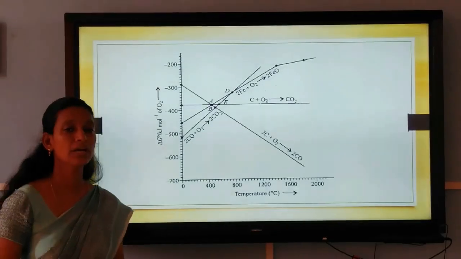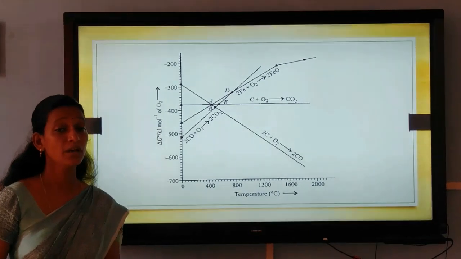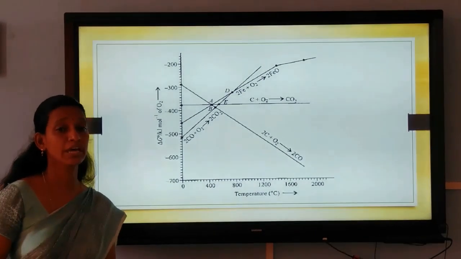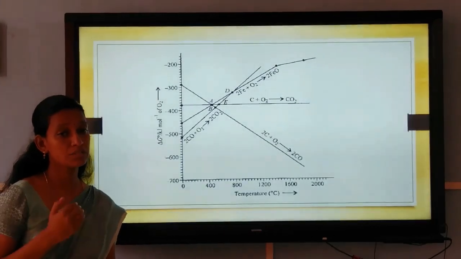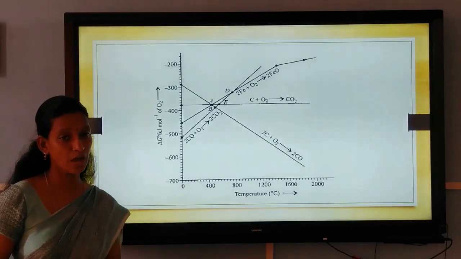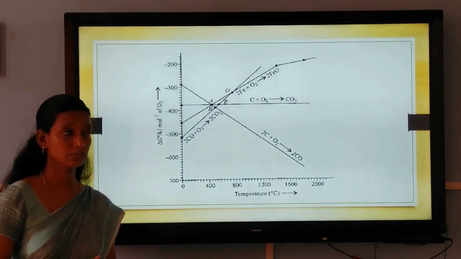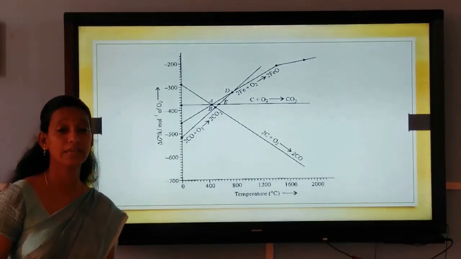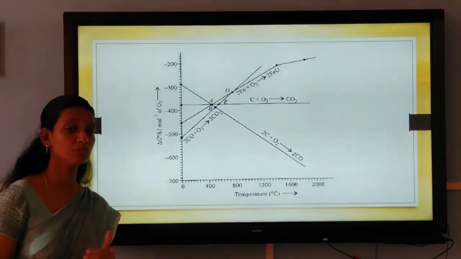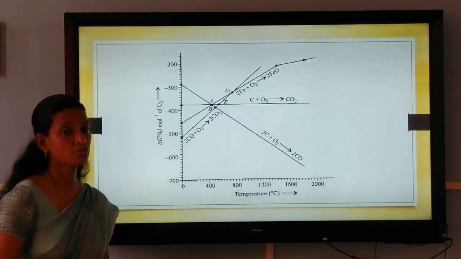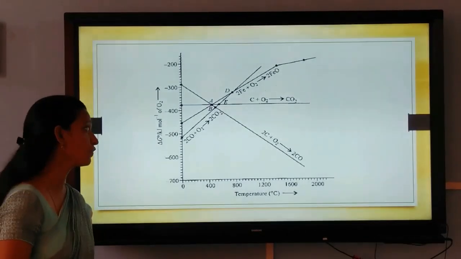Here you can see that at a temperature below 1073 Kelvin, the CO2 line lies below the Fe-FeO line. Therefore, CO reduces the oxide of iron at that temperature, whereas above 1773 Kelvin, you can find that the C-CO line is much below the Fe-FeO line. So, carbon or coke is used for the reduction of FeO.